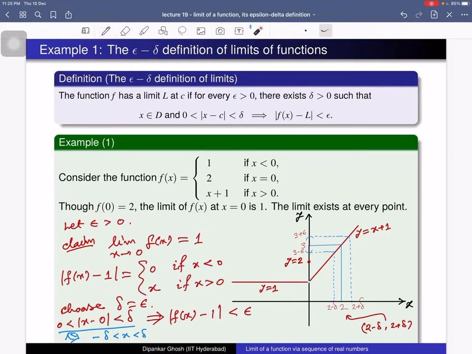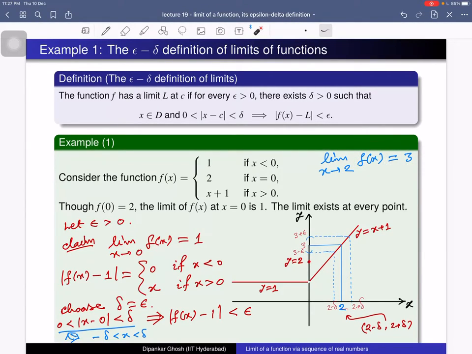So in this way we are proving that for every epsilon there exists some delta which satisfies this thing. So this 1 is satisfying the epsilon delta condition. So 1 is the limit of this function f of x at x equal to 0. Now let's consider this point, x equal to 2. At x equal to 2, what should be the limit of this function? I claim that at x equal to 2, the limit of this function is 3.